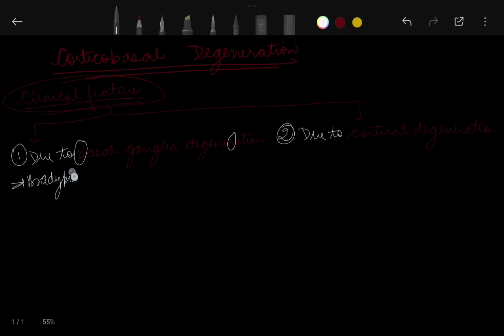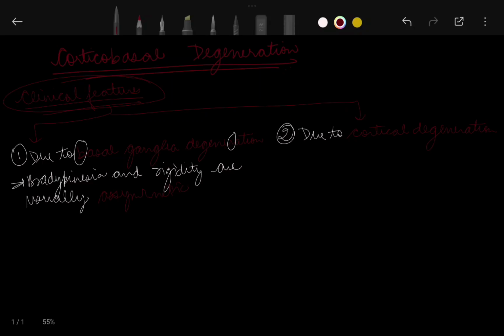There can be bradykinesia and rigidity. Bradykinesia usually means slowness of movement. And rigidity, how do we define rigidity? It means increased resistance to passive movement of the joint. Bradykinesia and rigidity are usually asymmetric, but they are present due to basal ganglia degeneration.